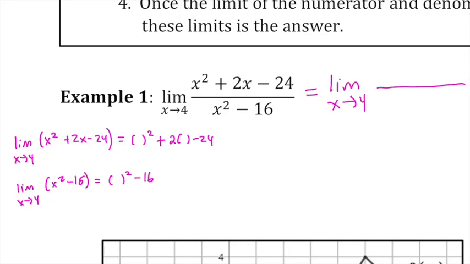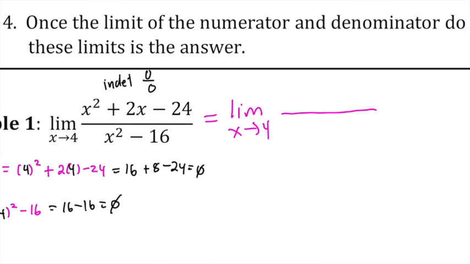So we have to check first our conditions. Let's plug in 4 to the top. 4 squared is 16 plus 8, which is 24, minus 24 is 0. And then the denominator, we got 16 minus 16, which is 0. So L'Hopital's rule applies, because that's indeterminate form. And again, that just means indeterminate.